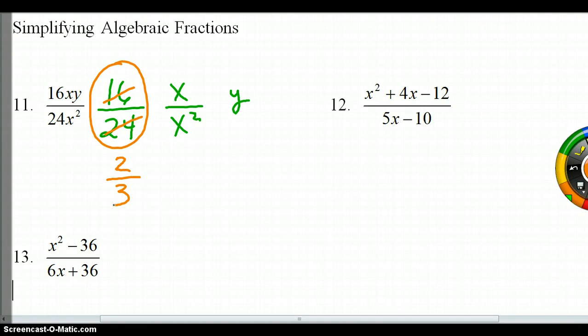Remember your rules of exponents. If we have an x on the top and x squared on the bottom, we'll be left with an x in the denominator, because one of these will cancel with one of these. And then since y doesn't have anything to go with, our final answer would just be 2/3 y.